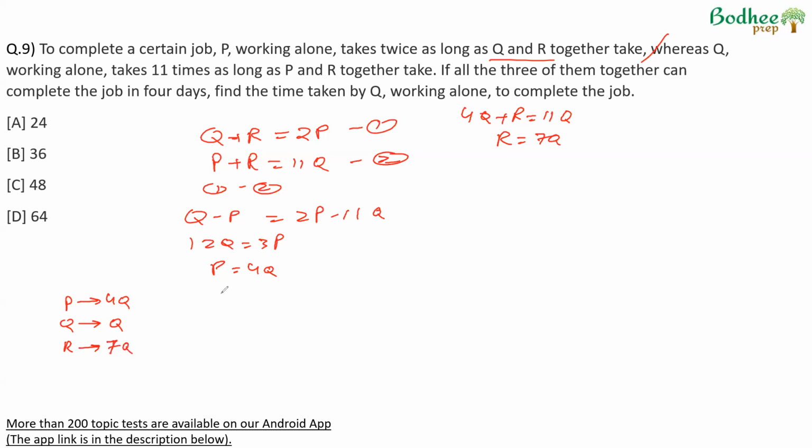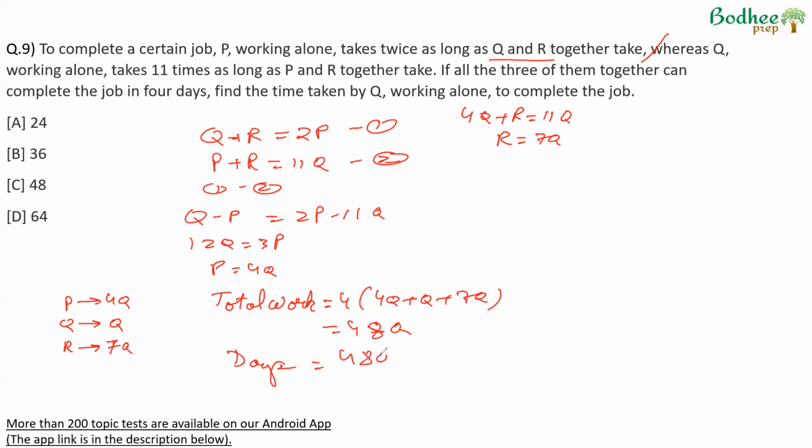Now, if all these three work, total work per day is 4Q plus Q plus 7Q, which is 12Q, so in 4 days it is 48Q. In how many days will Q alone do this work? Q does Q units per day, so the time taken by Q, with 48Q amount of work to be done by Q alone, is 48 days. That becomes the answer.